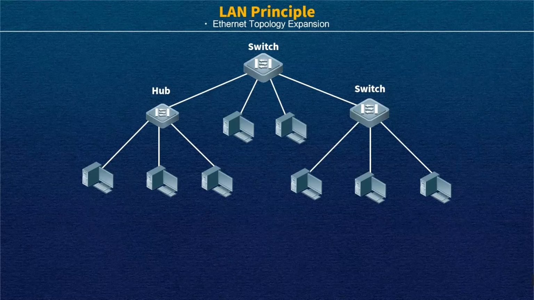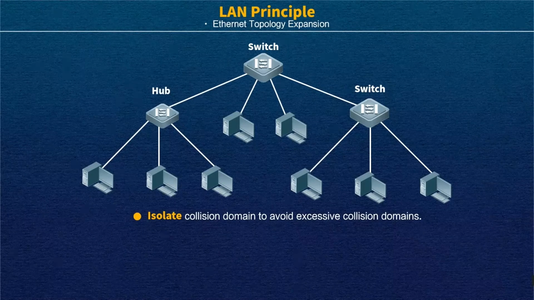So, if we use a switch, the first thing is the switch can isolate the collision domain. That means if we use a switch like the middle one, we have 4 interfaces, right? One connects with a hub, one connects with a switch, and the other 2 interfaces connect with a terminal. The devices connected to these 4 interfaces of the switch can send messages at the same time, and there is no collision. So, this is the typical feature of the switch. We can isolate the collision domain.